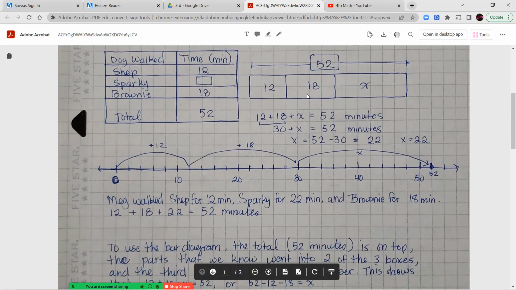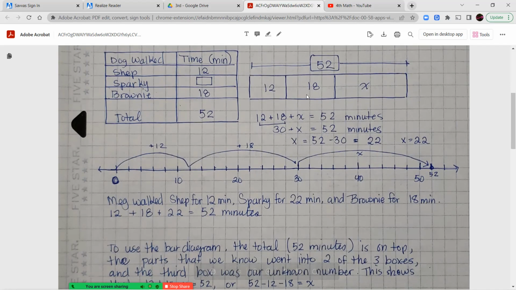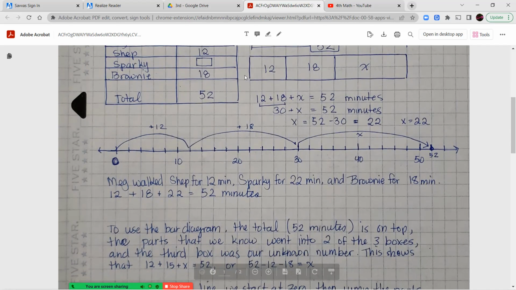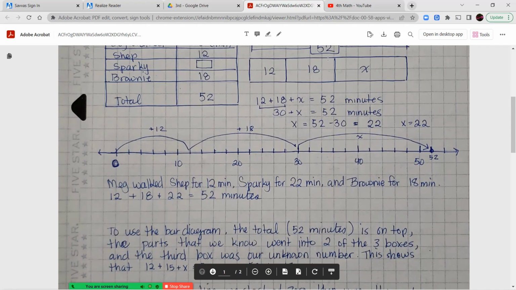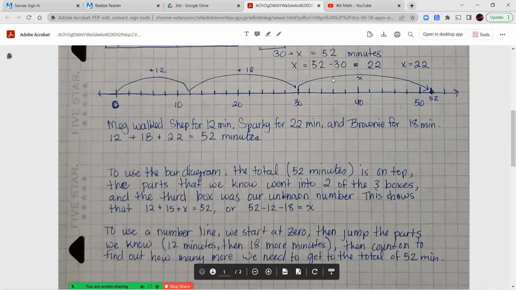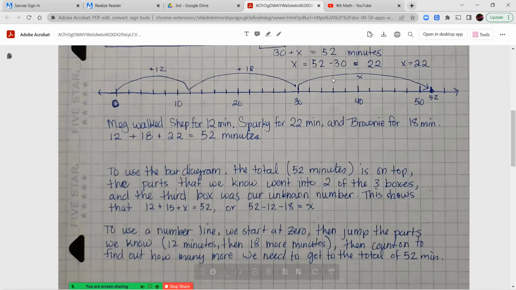So we know she was walking 3 different dogs. So we have 3 different boxes down here. The measurements or the time intervals for each of the dogs that we know is listed. And then we have a box for the unknown number. So this tells us that 12 plus 18 plus X is going to equal 52. Or I can say 52 minus 12 minus 18 is going to give me my unknown number, which is X.